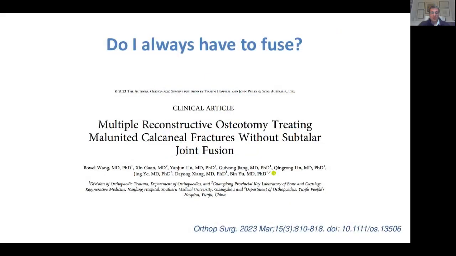So osteotomy to correct varus or valgus, take the extra bone from the outside to distract the hindfoot and do subtalar arthrodesis. Now, as I said before, do I always have to fuse? There is not much in the literature.